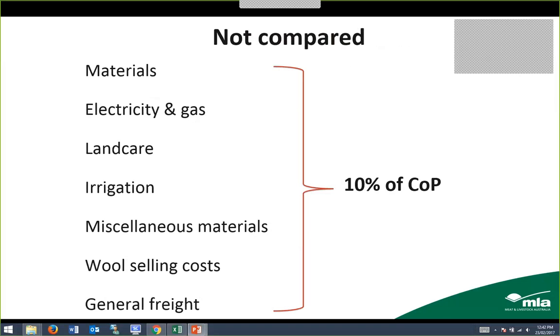There's a range of other things I haven't compared. They account for roughly 10% of the total cost of production, and there's probably very little area for improvement in a lot of these.